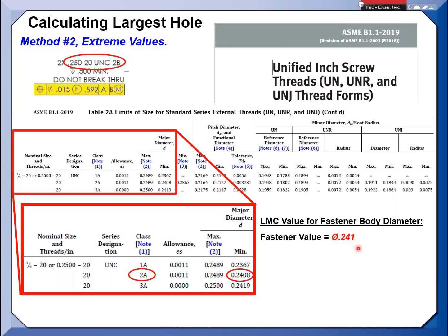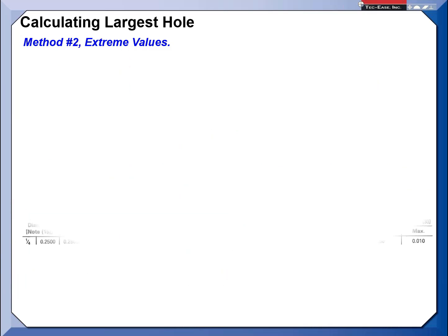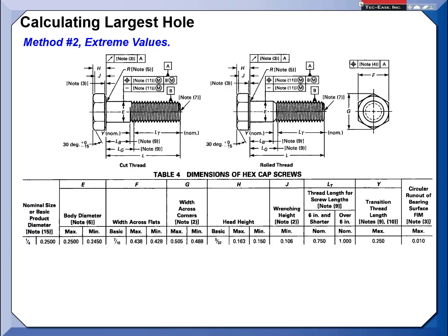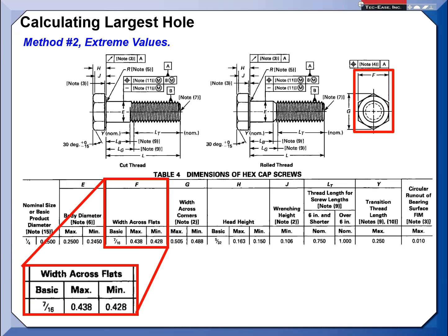So that would be my LMC size for the actual major diameter of the bolt. Now, going back to the chart dealing with the bolt, we're going to focus back onto the across the flats. If you take a look here, what's the LMC size for across the flats? Well, in this case, that's the min, or 0.428 would be the LMC size across the flats.